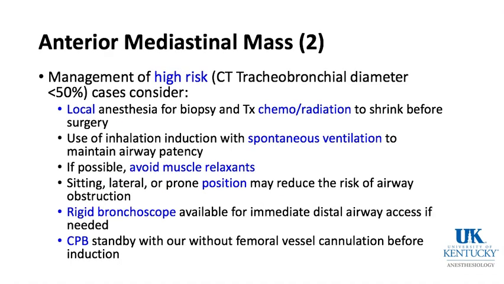A TTE, transthoracic echo, could be done to look at whether there is vascular compression or cardiac compression from this anterior mediastinal mass. When you manage an anterior mediastinal mass, again, it's important to look at the CT scan, and if the tracheal bronchial diameter is reduced by less than 50%, you might want to think about doing local anesthesia to try to biopsy a lymph node, for example. That might help you make the diagnosis and start chemotherapy or radiation to shrink it before you go to full-blown surgery.